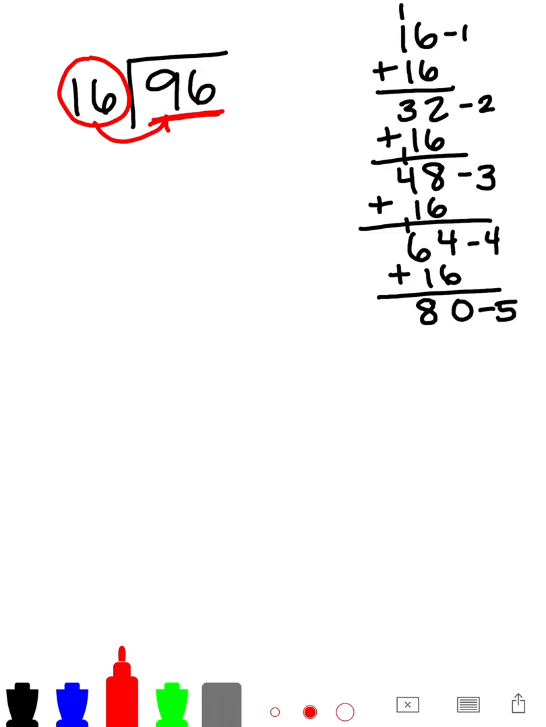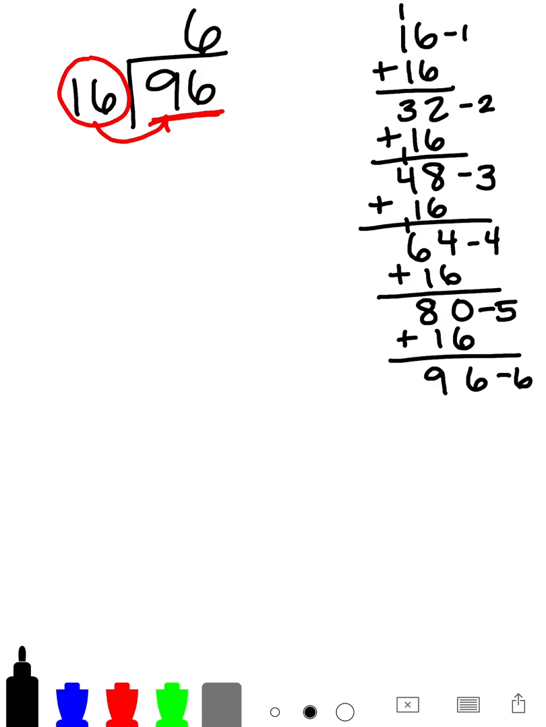So I've only done through 5 over here in my running total. So I'm going to add 16 one more time since this is a bigger number. And look at that. 16 fits into 96 exactly 6 times, okay? So 6 times 16 is 96, and we subtract. We have no more numbers to bring down. So our answer is 6.